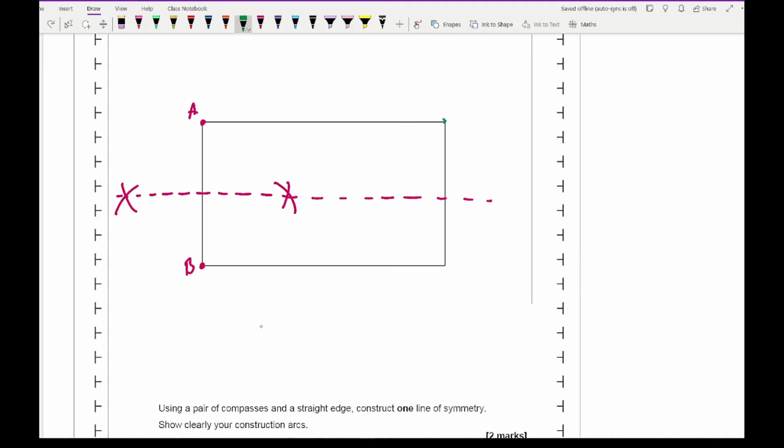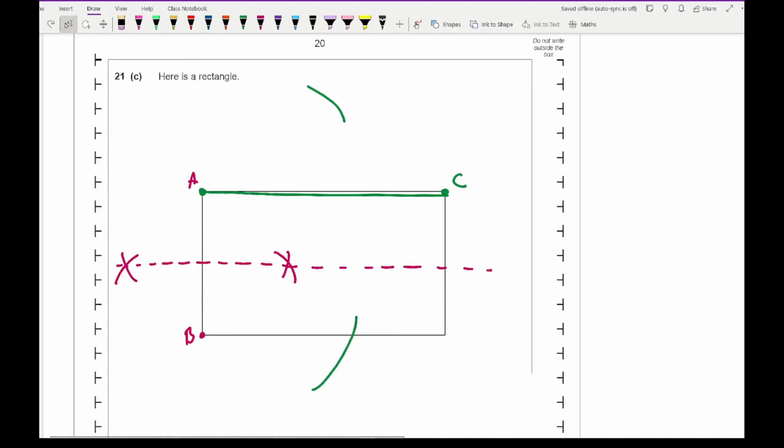Alternatively, what you could do is look at these 2 points here, put your pin on A, measure your distance between the pin and the pencil so it's more than halfway, and then draw an arc. Then without adjusting your compass, set it on to C, and you should end up with something that looks like this, and then draw a line with a straight edge or a ruler.